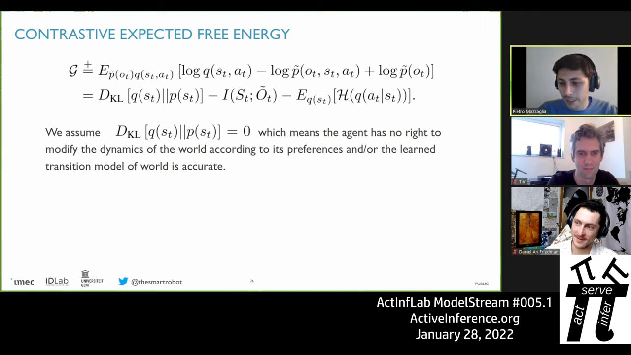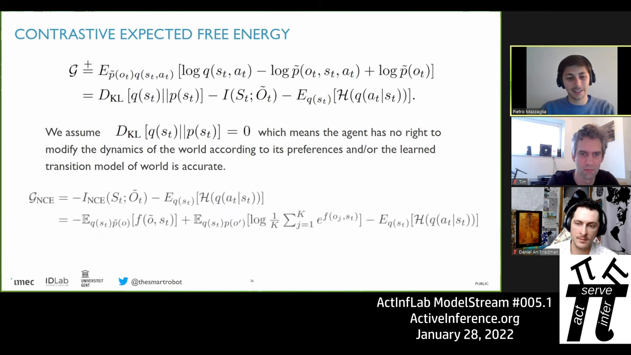So here we don't allow the agent to modify how the environment moves from one state to another, and we just assume our posterior over the transition dynamics of the environment is correct, and so this KL divergence is zero. And then our objective, again applying the contrastive learning lower bound, translates into this contrastive mutual information between the preferred outcomes and this action entropy term.